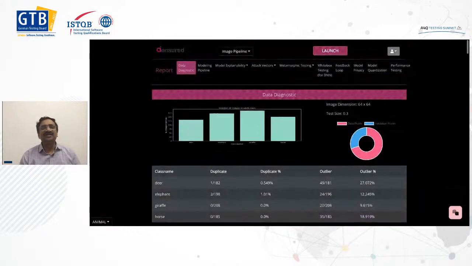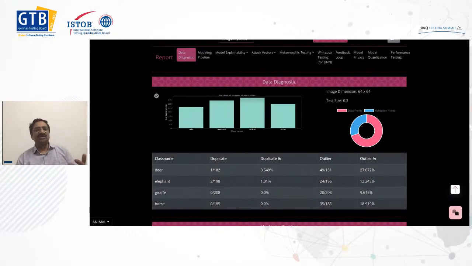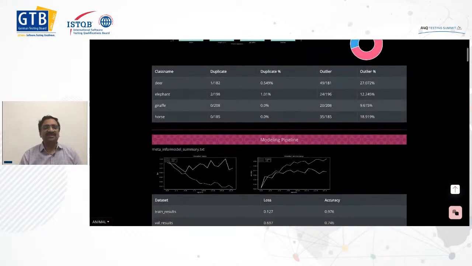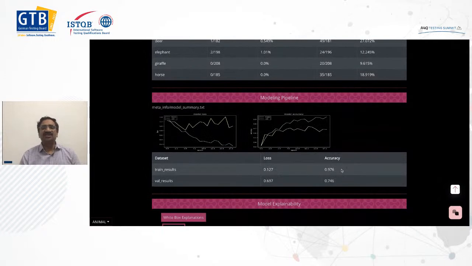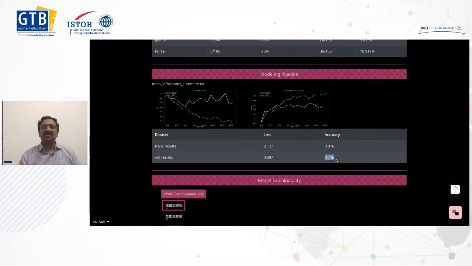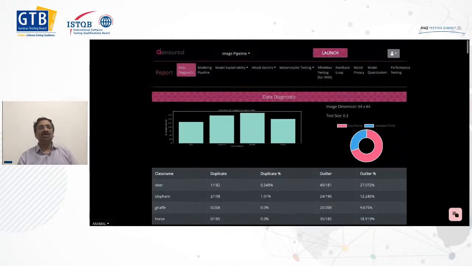And you can clearly see that the data is distributed more or less evenly. But there are many cases where the data may not be distributed evenly, which means there's a bias in the data, and that is problematic. So right at this stage, you start doing your testing. And then, the model that was given to us has a certain accuracy when it was trained; when you look at the validation results, 74.6% accuracy. So this is what the model is today.